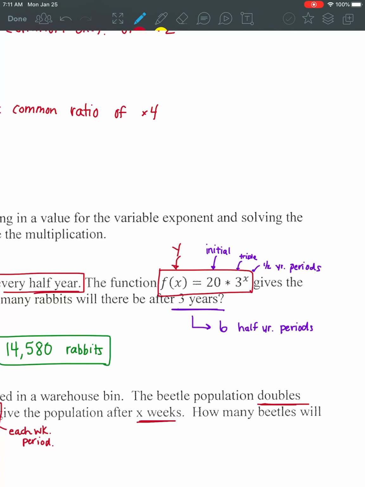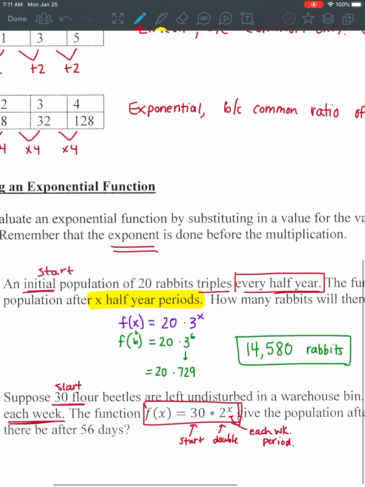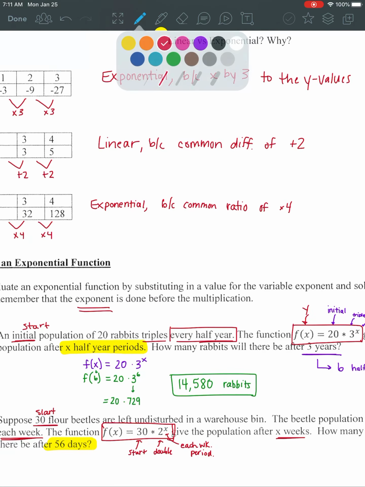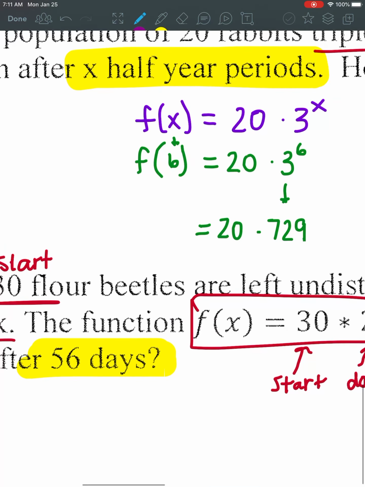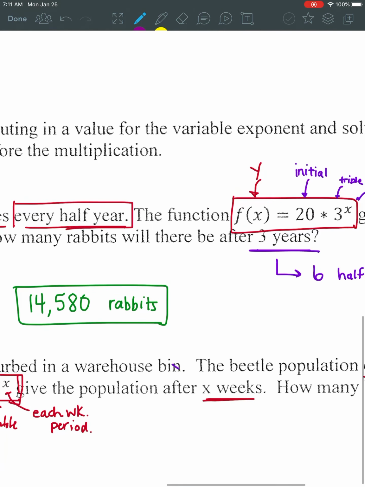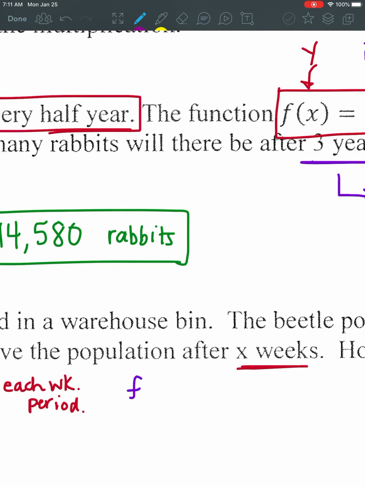So again, we got to decide what we're plugging in for that x. So give the population after x weeks. How many beetles will there be after 56 days? So this 56 days we need to turn into weeks. So 56 divided by 7 days in a week. So we know this is 8 weeks. So instead of plugging in 56 for that x, we're going to plug in 8.